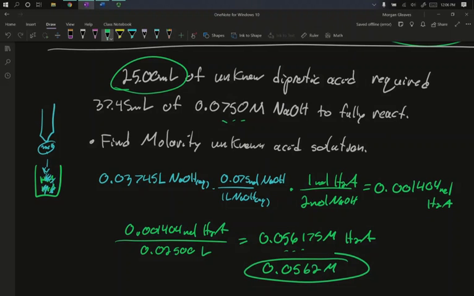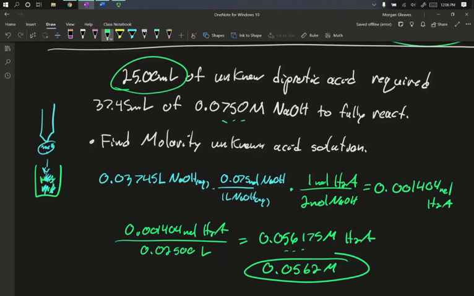0.0562. So using a titration, by knowing the amount of one chemical that we've added, and knowing because of the indicator that we've added just enough to fully react the original chemical in solution, we can use the added chemical to find how much of the original chemical must have been present.